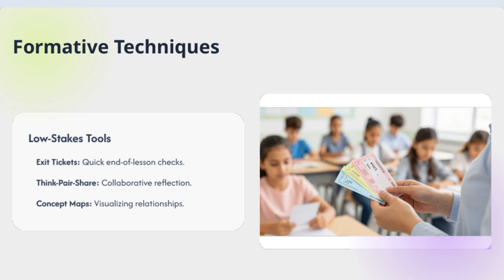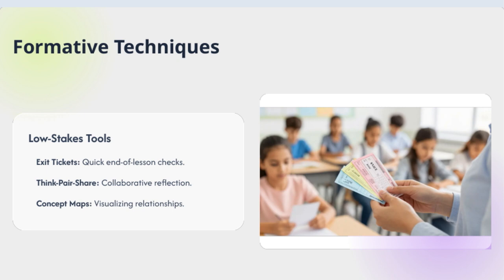First up, concept maps. These are fantastic for visualizing relationships between ideas, helping students see how concepts connect and build on each other. It turns learning into a visual, interactive process. Next, we have Think, Pair, Share. This strategy encourages collaborative reflection, giving students a chance to think about a question, discuss their ideas with a partner, and then share with the larger group. It promotes active engagement and deeper thinking.